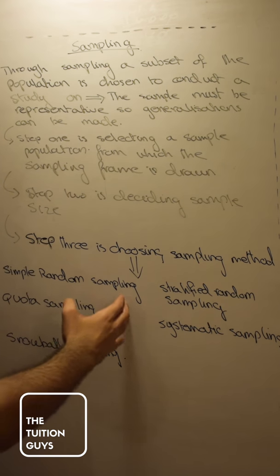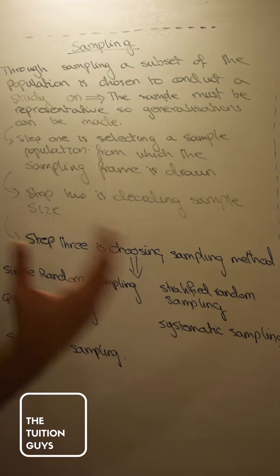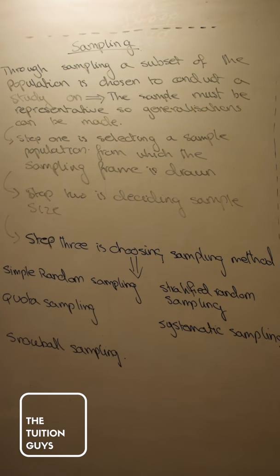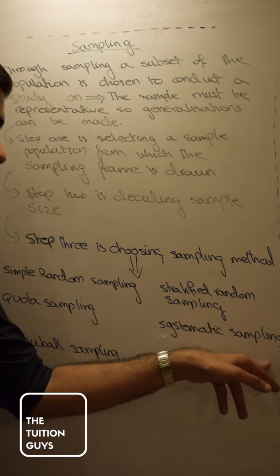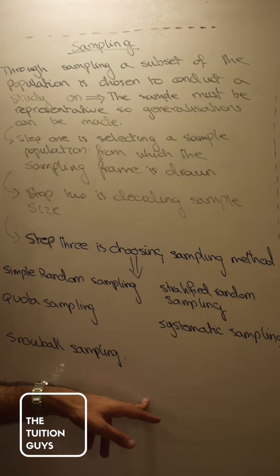And now we have 5 distinct sampling methods. I'm just going to step off frame. I hope you can see all of them. They are simple random sampling, stratified random sampling, quota sampling, systematic sampling, and snowball sampling.